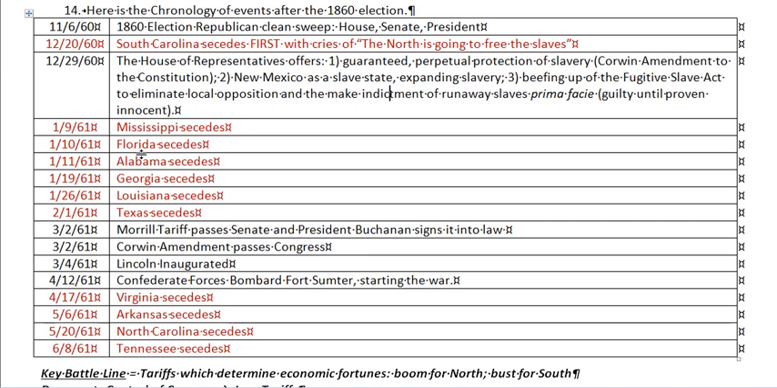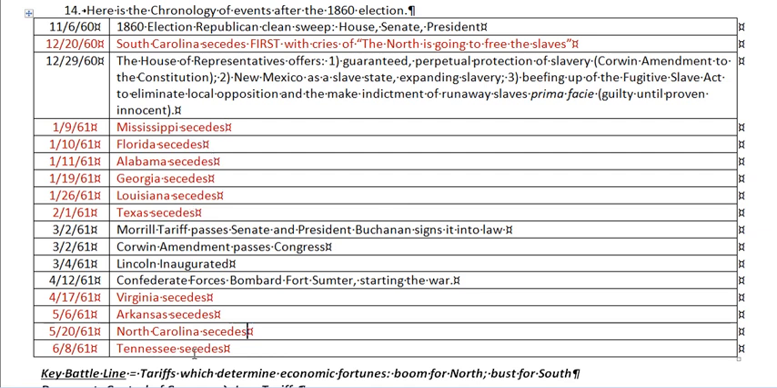Mississippi secedes. Okay, so now all these secede, right? Then you get the Morrill Tariff, right? Buchanan signed it the same day, and then you have the Corwin Amendment the same day. Then you have Lincoln's inauguration, right? His speech, right? And then you have Confederates bombard Fort Sumter. So the Corwin Amendment passed here, right? Soon on the heels of that, they start the war. War started, and then the rest of the southern states secede: Virginia, Arkansas, North Carolina, and Tennessee.